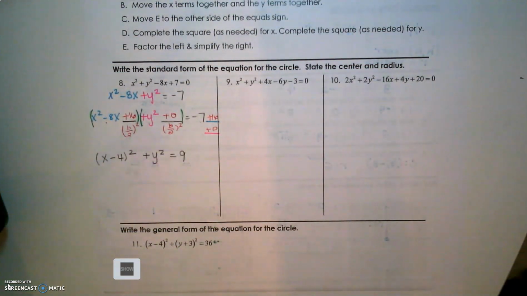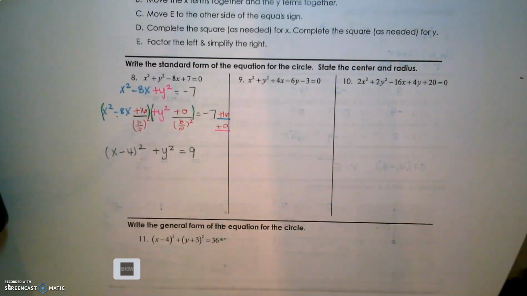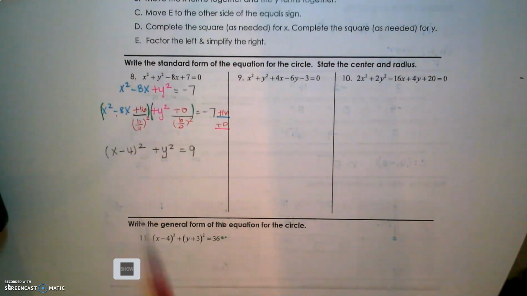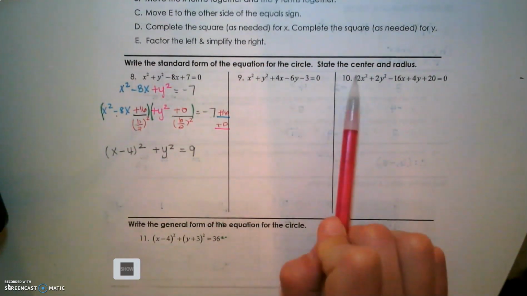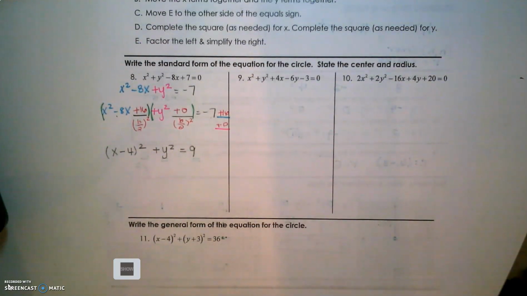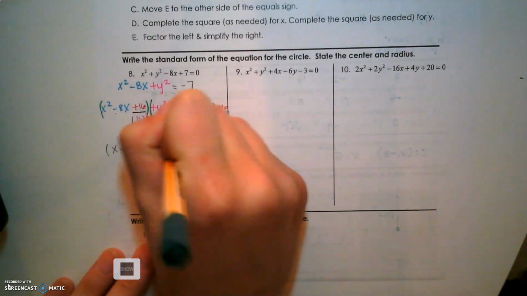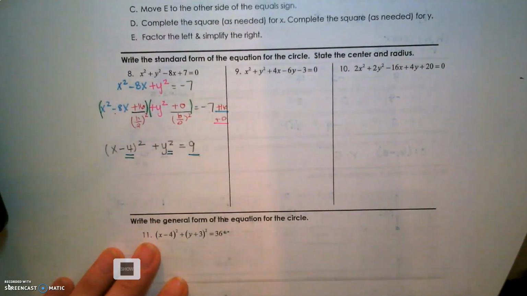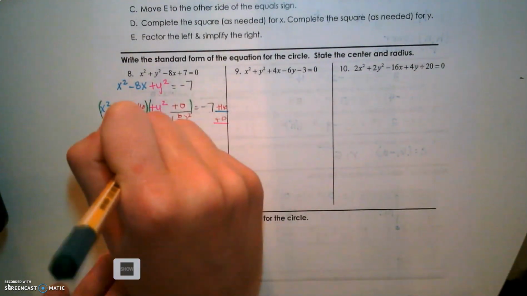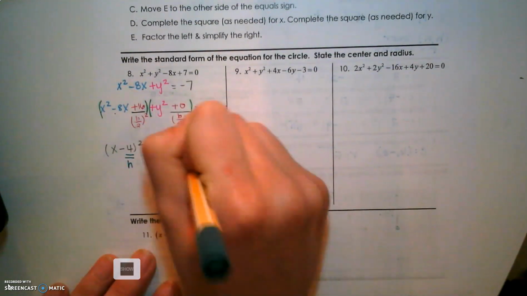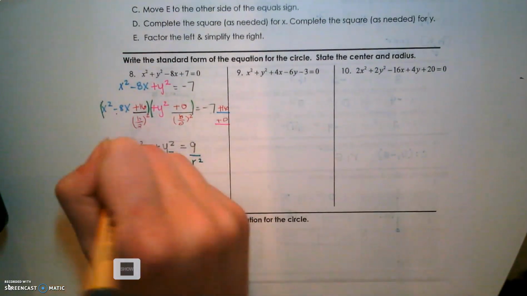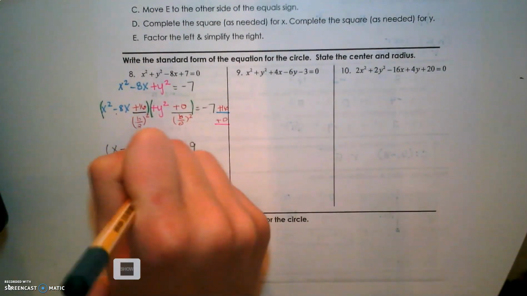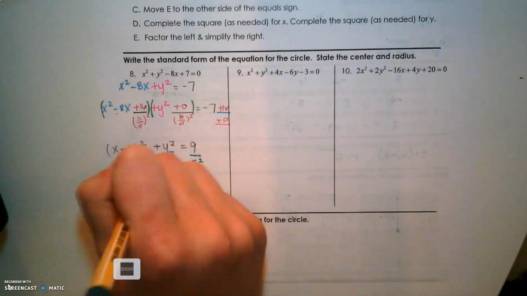All right. So we've changed it from general form to standard form here. Okay. Well, now that it's in standard form, we can identify our center and our radius. Remember that your center is that h and your k, and then this is your radius. So that's h, that's k, that's r squared, right? So my center is really 4, 0, and my radius is 3.